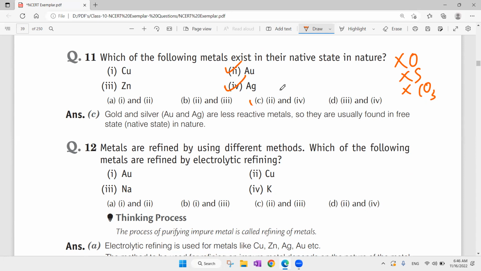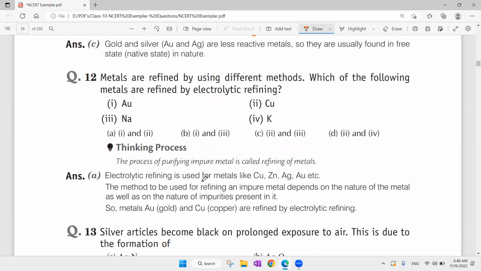Clear? Next, 12. Metals are refined by using different methods. Which of the following metals are refined by electrolytic refining? Just by observing electrolytic refining, you have to go with the process. So electrolytic refining is used for metals like copper, zinc, silver, gold, etc. The method to be used for refining an impure metal depends on the nature of the metal as well as the nature of impurities present. So here only anode mud will be present, right? So anode mud. So that we are going with this method. So the answer will be this one.